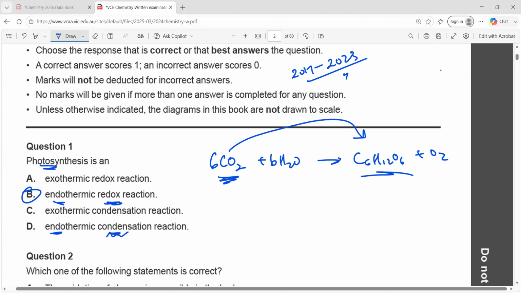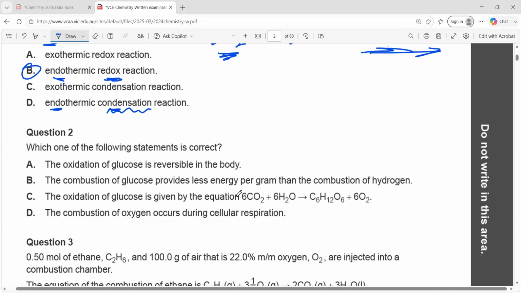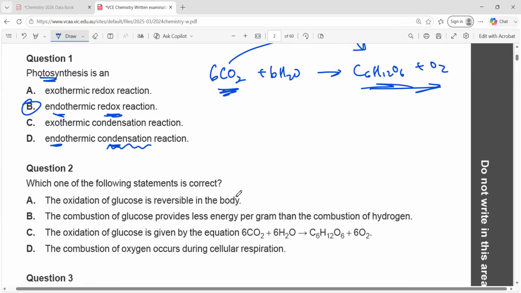Also, the other reason why it's not a condensation reaction is there's no production of water here. I've never seen condensation be used in this context. Is the oxidation of glucose reversible in the body? Not really. Once glucose has been broken down to produce ATP, it can't be reversed. Next: the combustion of glucose provides less energy per gram than the combustion of hydrogen.